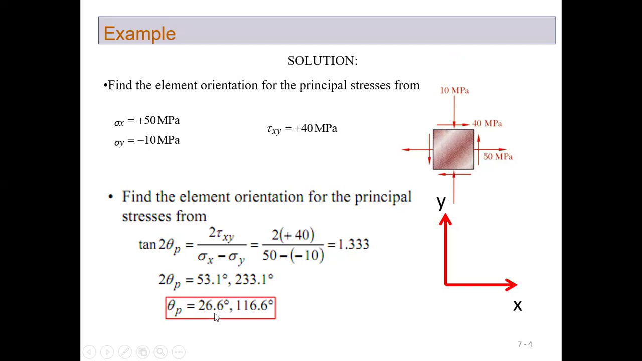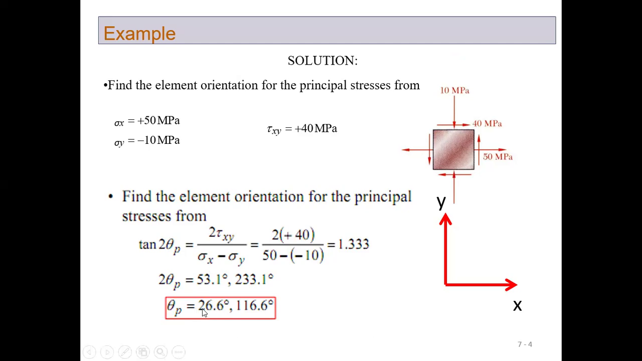So this is the angle which one of the principal axes is making with the x-axis: 26.6 degrees. This is the orientation of one of the axes, one of the planes. This equation returns only one value, but we know that the principal axes are perpendicular to each other. The angle between the principal axes is 90 degrees.